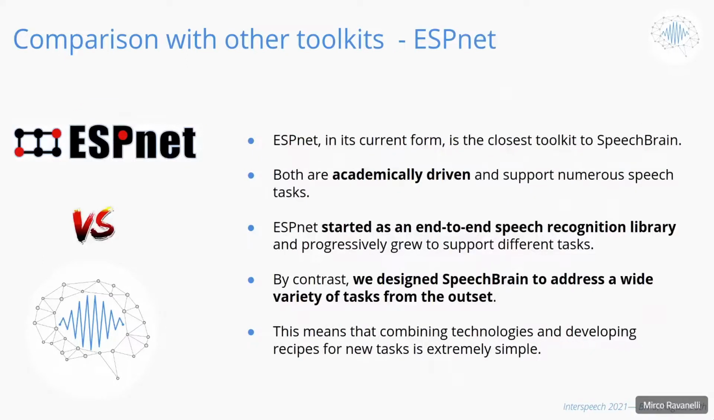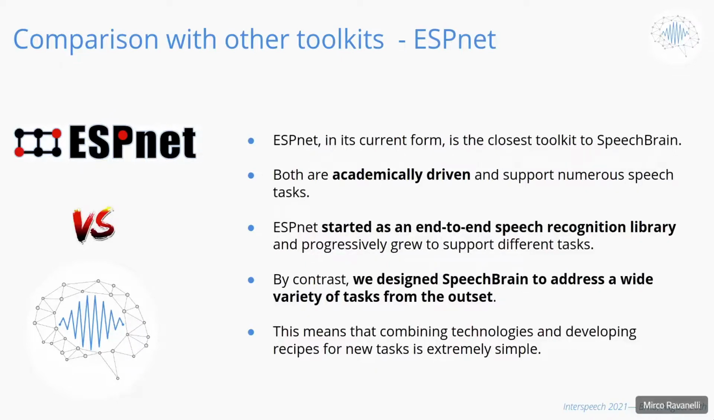Then there is ESPnet, another very valuable contribution, probably the most similar to SpeechBrain. Both ESPnet and SpeechBrain are academically driven. One difference is that ESPnet started years ago as an end-to-end speech recognition library, and then grew to support different tasks. SpeechBrain is a more recent project, designed from scratch for multiple tasks. So we designed it such that combining the technology and developing new recipes is extremely simple.